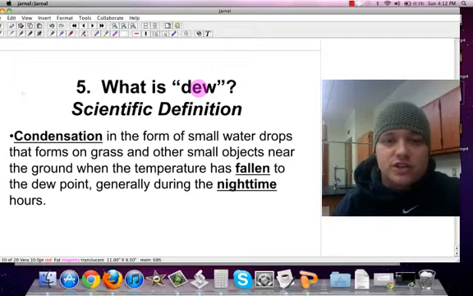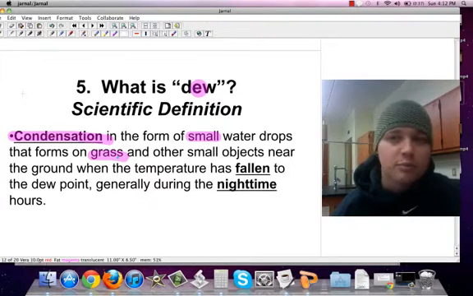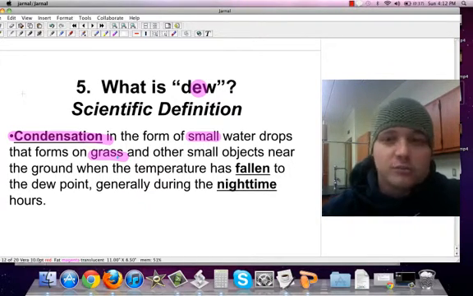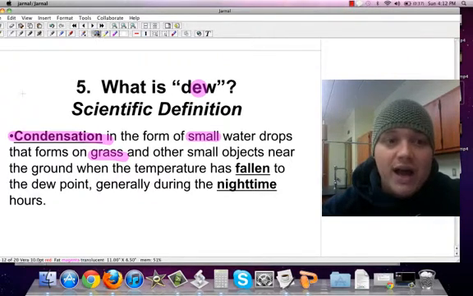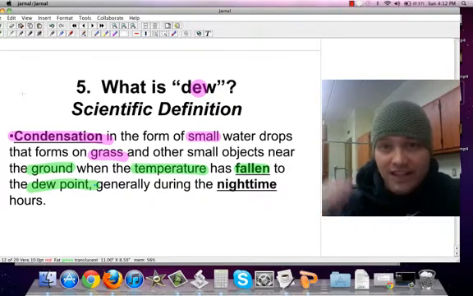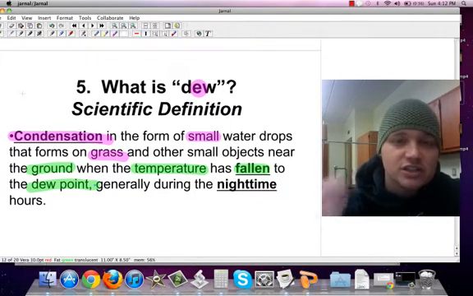So what is the scientific definition behind all this moisture that we find sometimes in our grass when we wake up in the morning? It's condensation in the form of very small water droplets that form on the grass and other objects. You could have it on your car, you could have it on your bike if you left it outside, or on bushes or any type of plants. And why it happens is because the temperature has fallen to the dew point, the key point again, the temperature at which condensation will form.